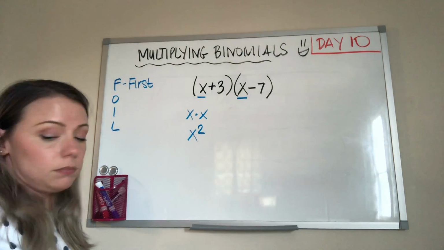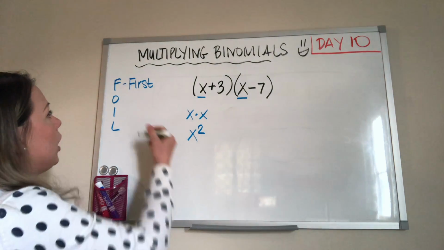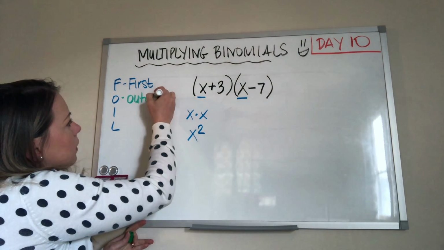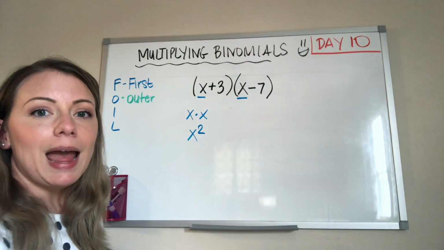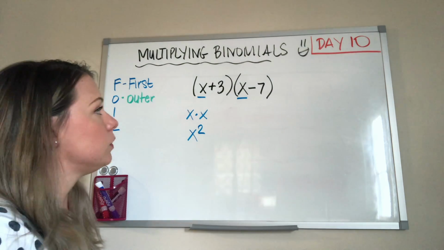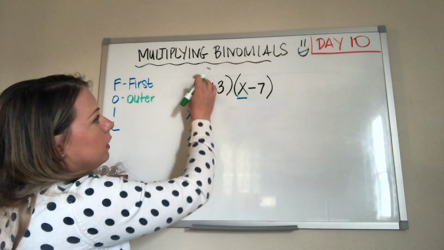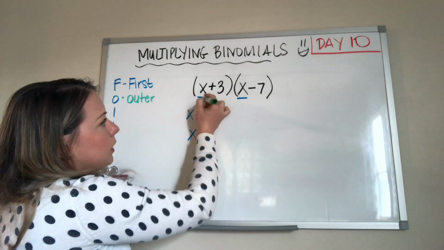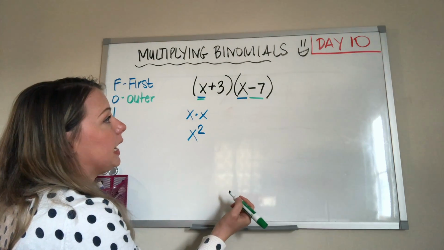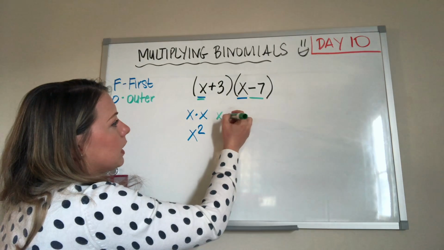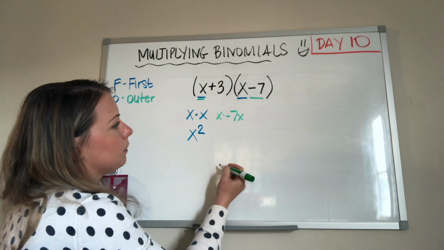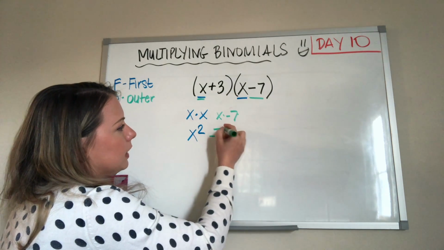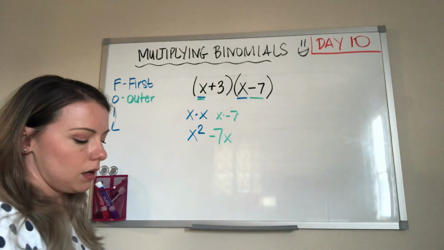Now, my second letter, O, stands for getting the 2 outer terms and multiplying those together. So notice how if this is a straight line, I have 2 terms on the outside. So I'm going to do x times -7. So x times -7. I knew that looked funny. And I would have -7x. All right, so far so good.